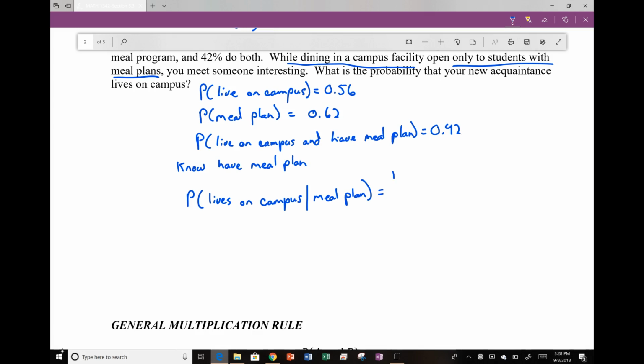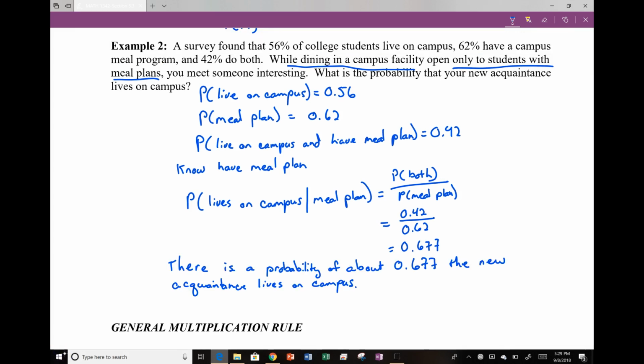So recall, the formula says the probability that both occur divided by the probability of the given, which is the meal plan. So in this case, both of them occurring, they live on campus and have a meal plan, is 0.42. The probability that they have a meal plan is 0.62. Divide these out and you get 0.677. There's a probability of about 0.677 the new acquaintance lives on campus.